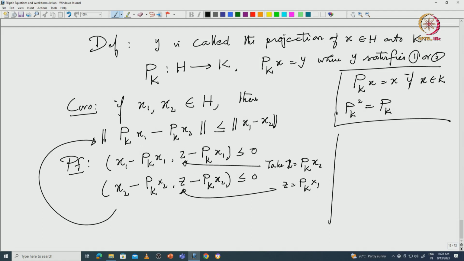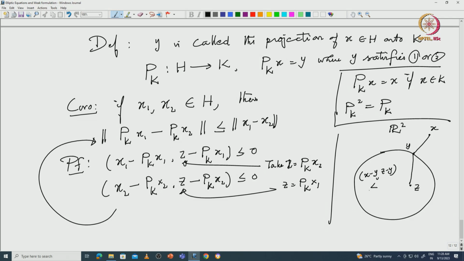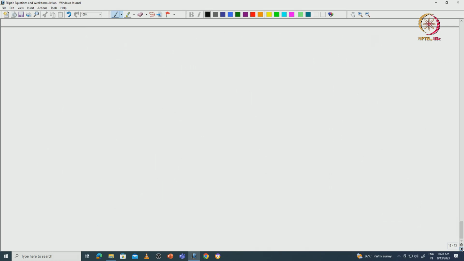One more remark: in the case of R2, geometrically that is a very nice thing. If you have a convex set, an x here, a projection y here, and your z is here, then x minus y, z minus y is less than or equal to 0. This essentially says that this angle is obtuse. You cannot have an acute angle there. So, that is a kind of geometric description of the projection.